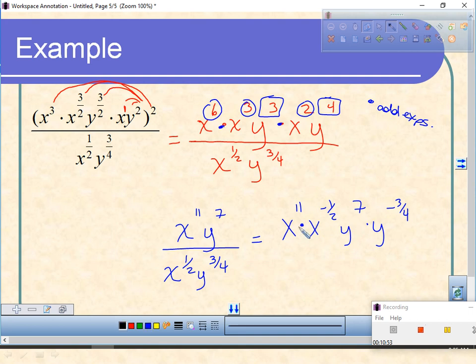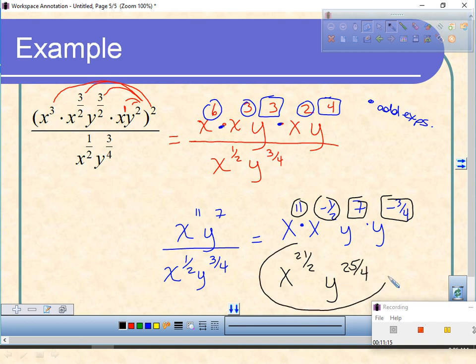And so now you can use your calculator, add your exponents, 11 minus 1/2. That should give you 21 over 2. And then for y, do 7 minus 3/4. That should give you 25 over 4. And that is your answer, as easy as that is. And see, you've taken this whole complex thing and broke it down.